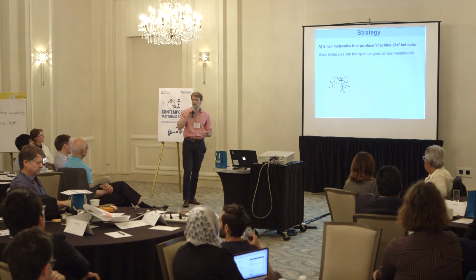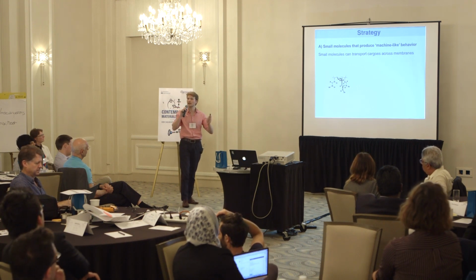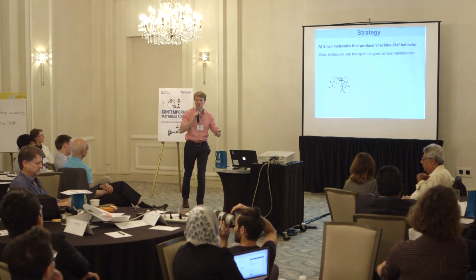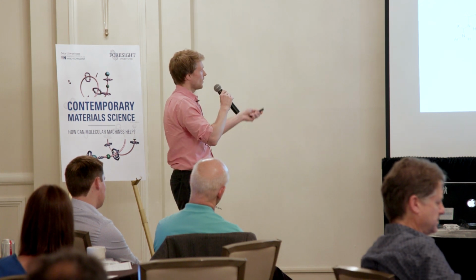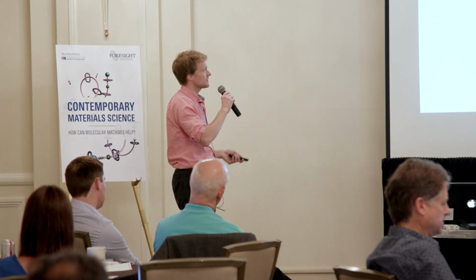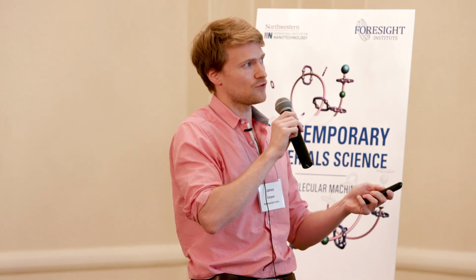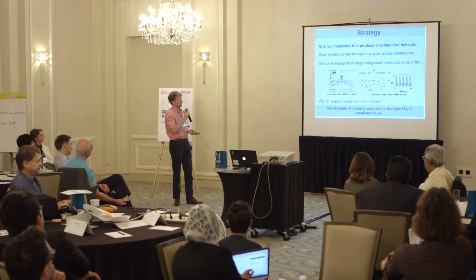So our strategy is twofold. One is using small molecules to produce what we call machine-like behavior. These molecules aren't machines in themselves, but they can have a collective action to give you machine-like and out-of-equilibrium behavior. Small molecules such as this, which I've worked on in the past, can transport cargoes across membranes passively. This is a chloride nitrate antiporter. Active transport using molecules like this is difficult. As I said, this is the only example.